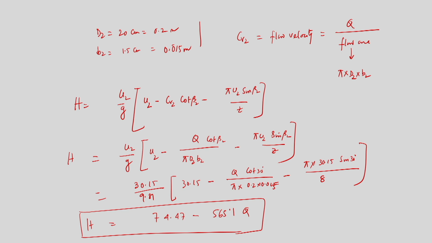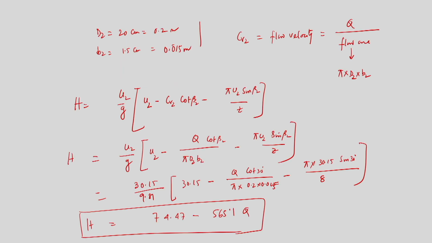That means, if you take the effect of slip into account, the actual head developed by the pump may not be equal to the head predicted by the Euler equation. So although we are following the Euler equation, we are considering the effect of slip, and we have calculated the magnitude of slip following Stodola's model, and we got the expression that H can be related in terms of 74.47 minus 565.1 Q.